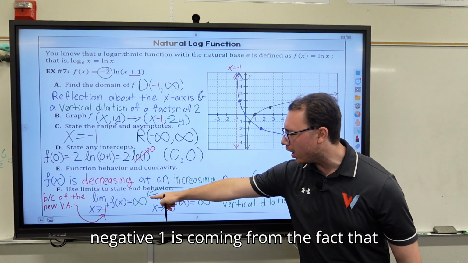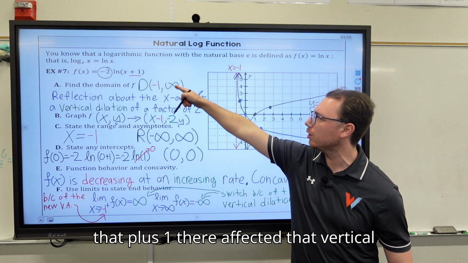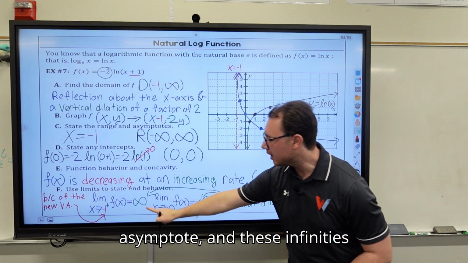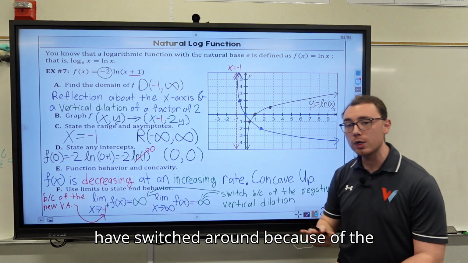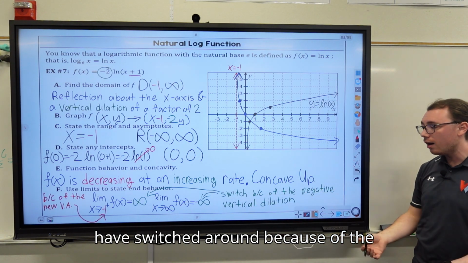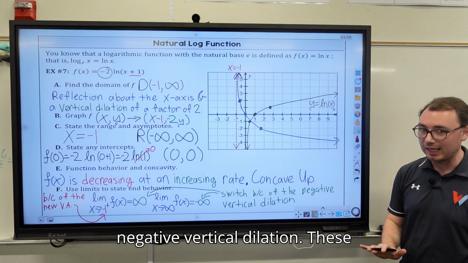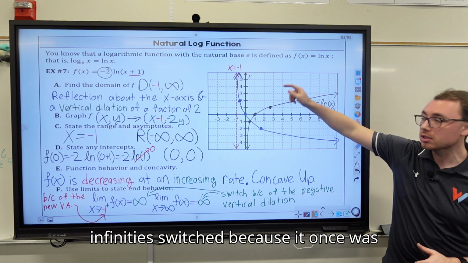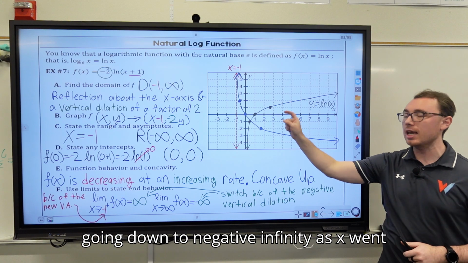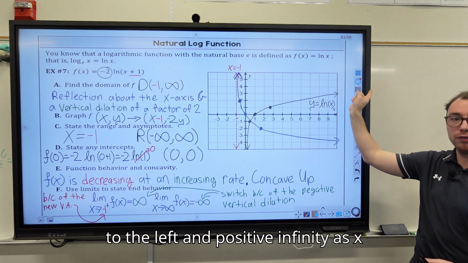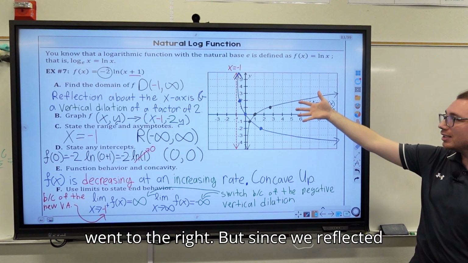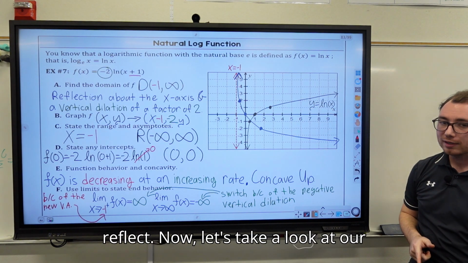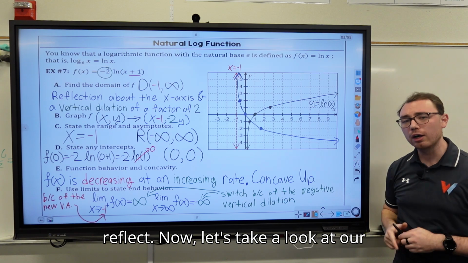I want to explore why these limit notations kind of flipped around based on our previous function, where really the -1 is coming from the fact that that +1 there affected the vertical asymptote. And these infinities have switched around because of the negative vertical dilation. These infinities switched because it once was going down to -infinity as x went to the left and positive infinity as x went to the right. But since we reflected it about the x-axis, they happen to also reflect. Now, let's take a look at our next example.